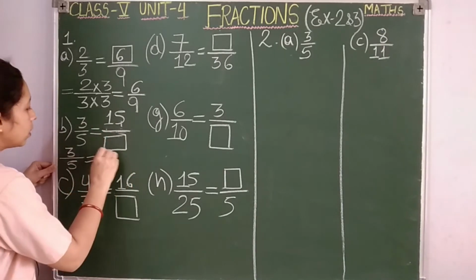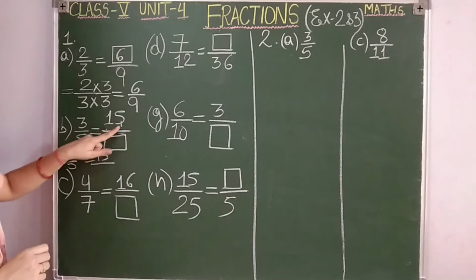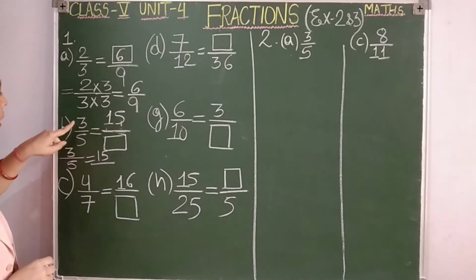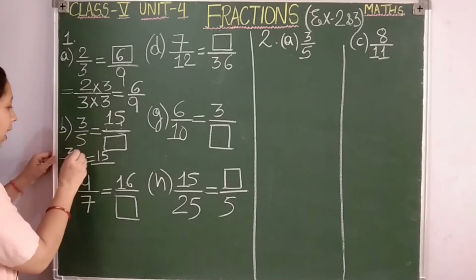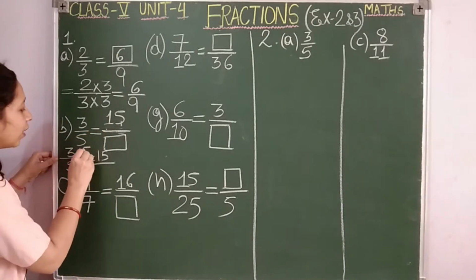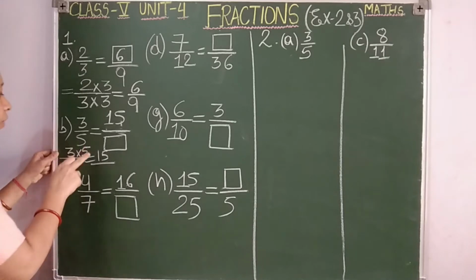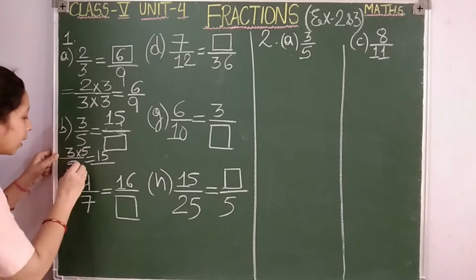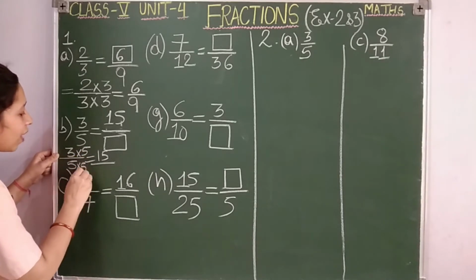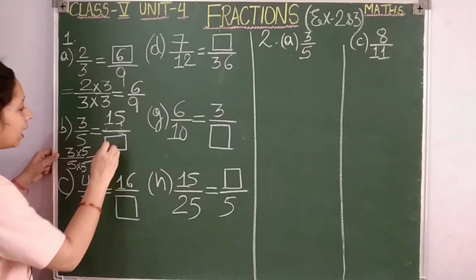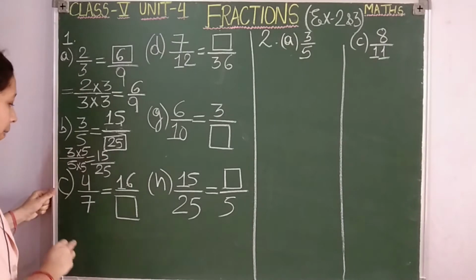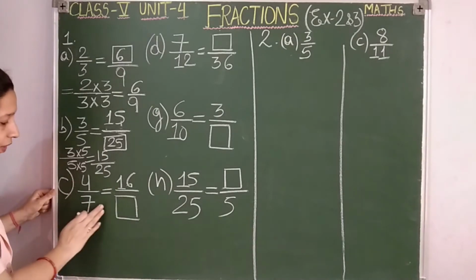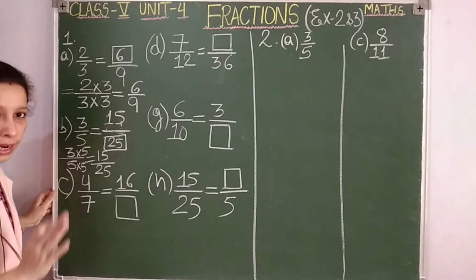So now tell me, here you are getting the numerator as 15. With which number is 3 multiplied to get 15? Very simple, students. 3 5s are 15. That means here I will multiply 3 with 5 and I will get 15. Now with the same number 5 we are going to multiply the denominator also, students. 5 5s are 25. So my final answer is 15 upon 25. Clear?